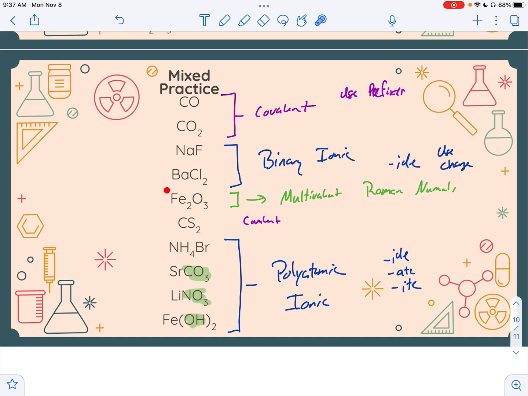Also, if it's ionic, it might be multivalent, like iron, which can have more than one charge. But once again, we see carbon down here, that's covalent. Also, polyatomics are something that we learned about. They do not use prefixes and they use charge. Their endings are a little bit different. Some are ide, some are ate, some are ite. So just be aware of the polyatomic groups in your compounds when you're doing your mixed naming.